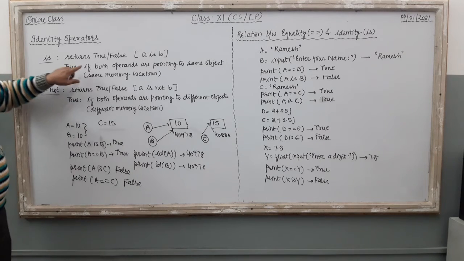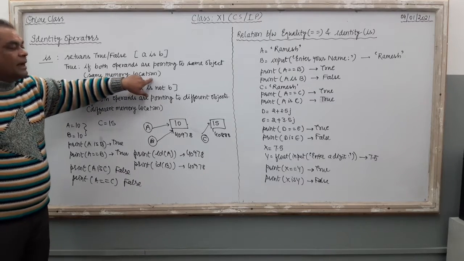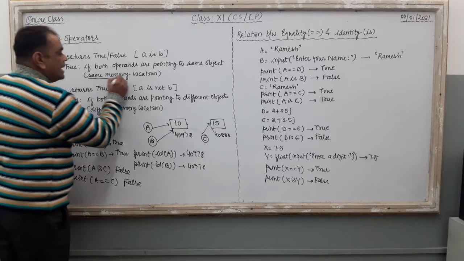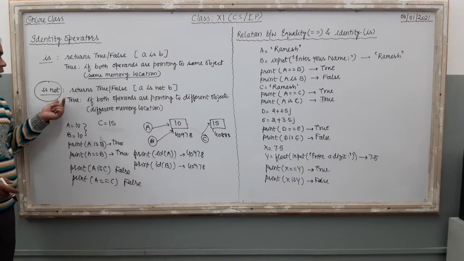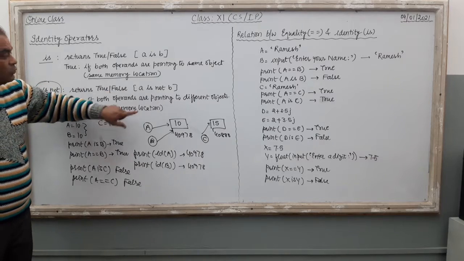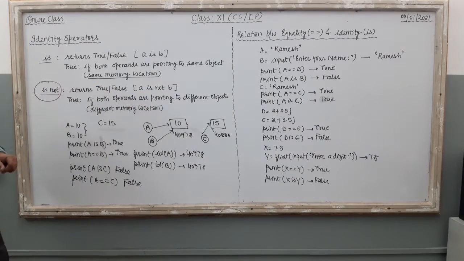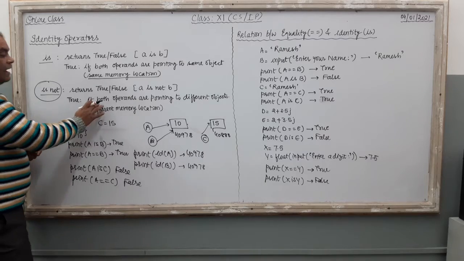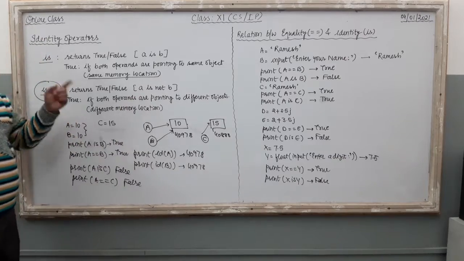Just keep in mind, the result is true if both the operands are at the same memory location. This is the important thing. The other identity operator is "is not", just the opposite of it. It also returns true or false. कैसे use करना है? A is not B. This is the use of the "is not" operator, and if the result is true, it means what? If both operands are pointing to different objects, then the result is true.